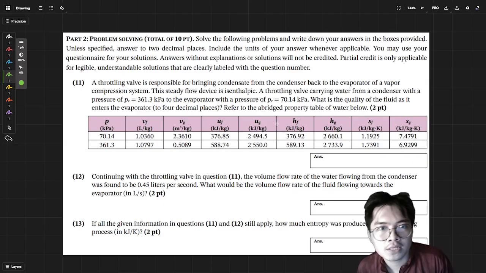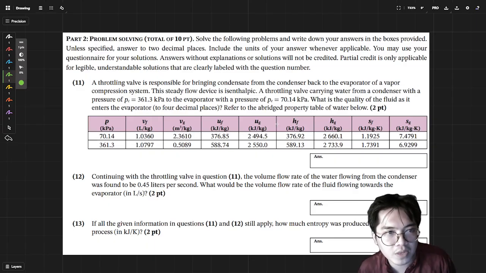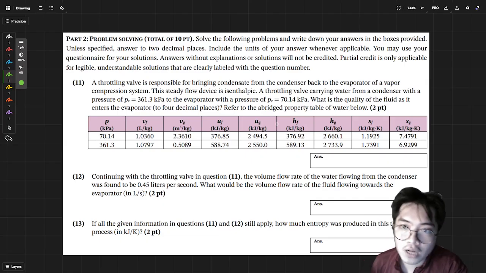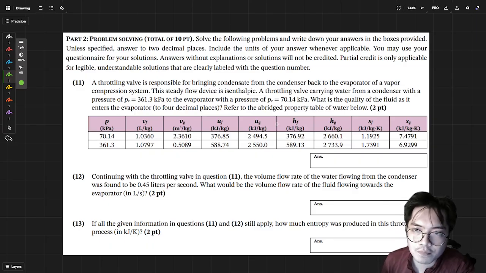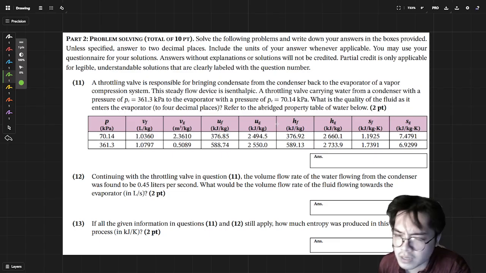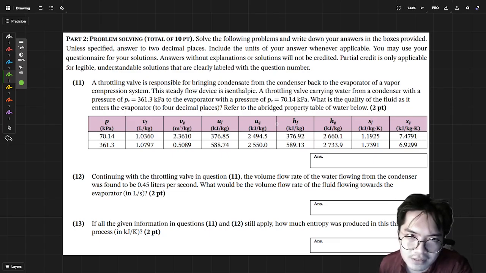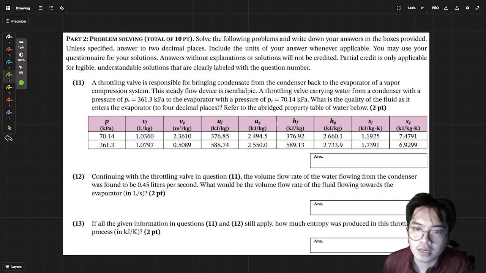Problem solving. Solve the following problems and write down your answers in the boxes provided, unless specified, answer to 2 decimal places. Include the units of your answer whenever applicable. Please do read this. I have checked some people who did not include their units. You may use your questionnaire for your solutions because I did not ask you guys to bring a test booklet. Answers without explanations or solutions will not be credited. Partial credit is only applicable for legible, understandable solutions that are clearly labeled with the question number.